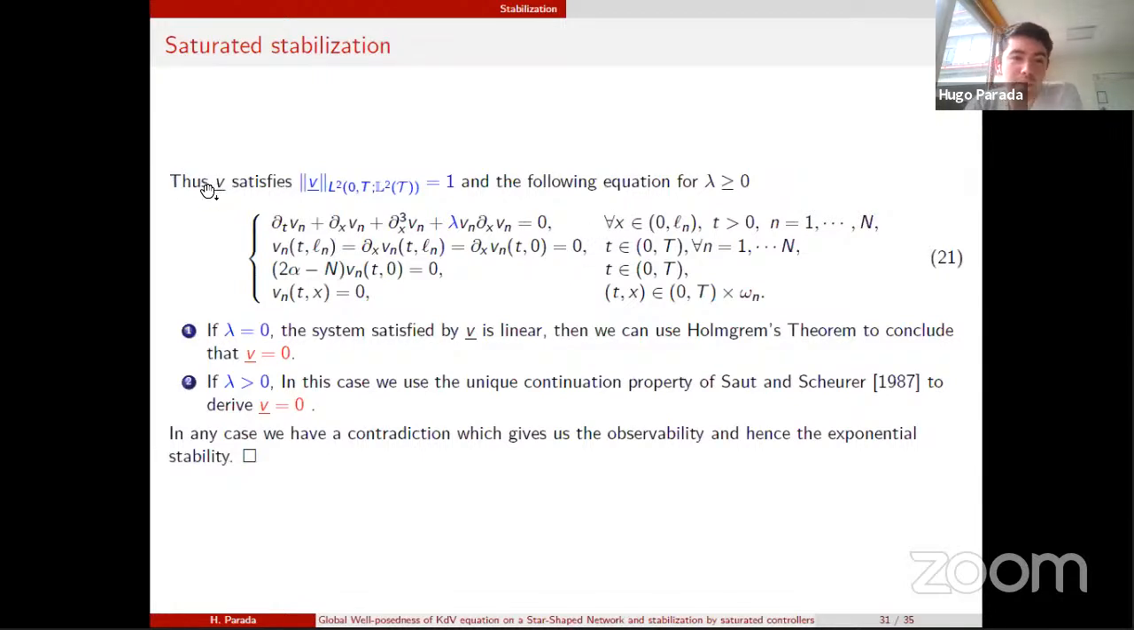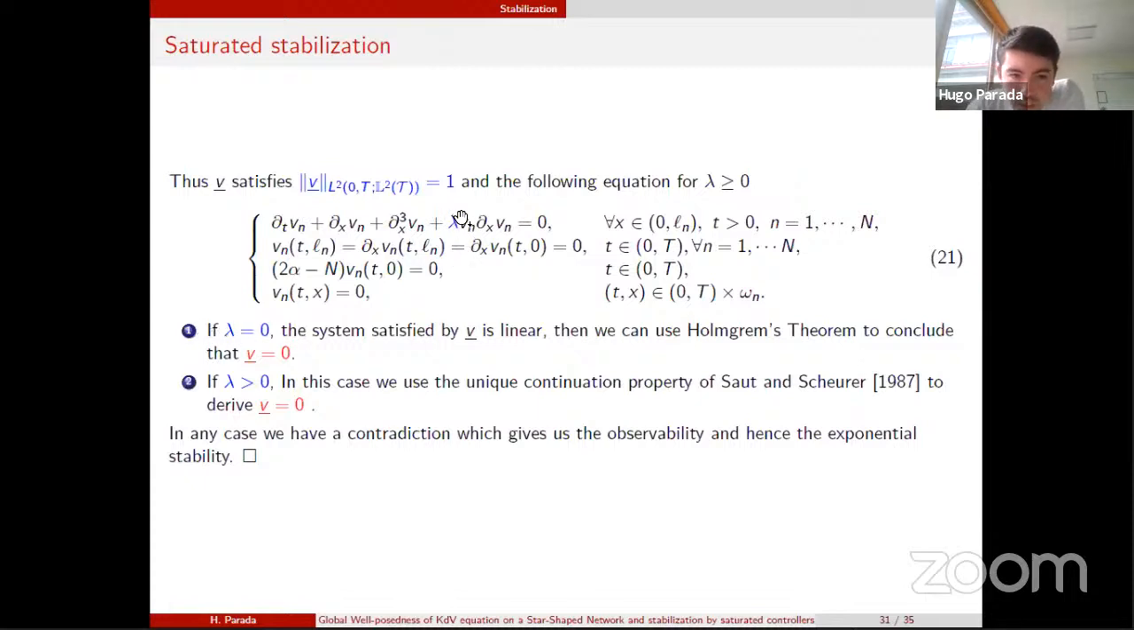So you can check that the limit function satisfies that the norm is 1 in L2, and is also a solution of the following system, where this lambda, recall, is the norm of the sequence U. So lambda is always positive, and you have two cases.